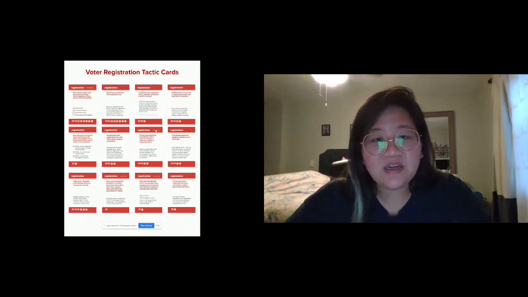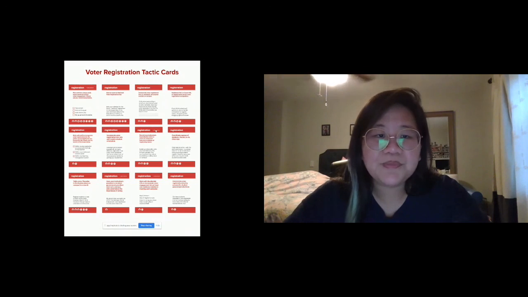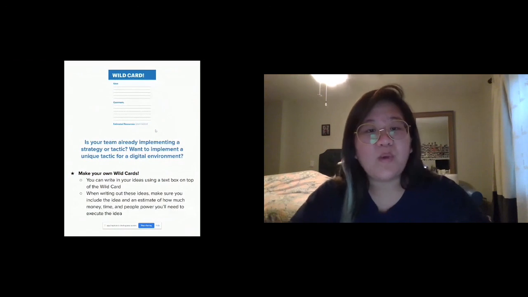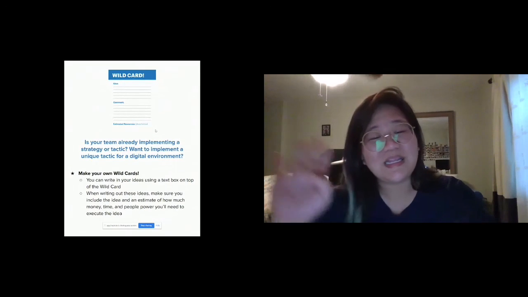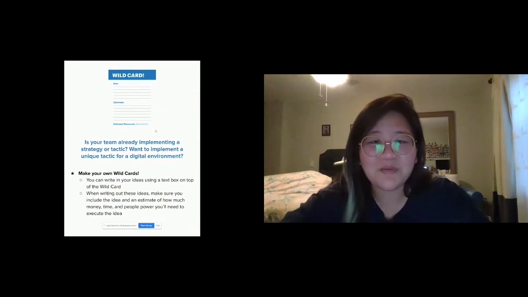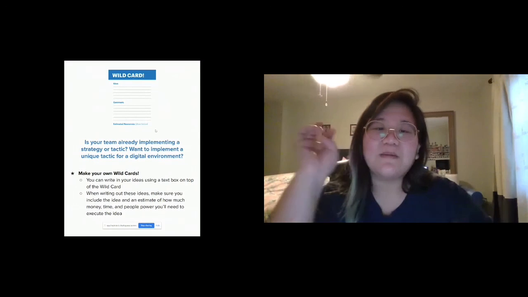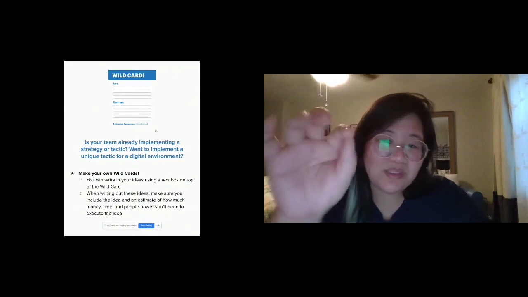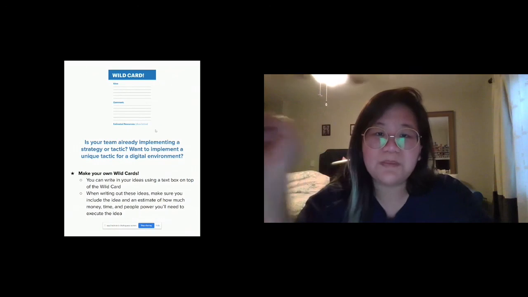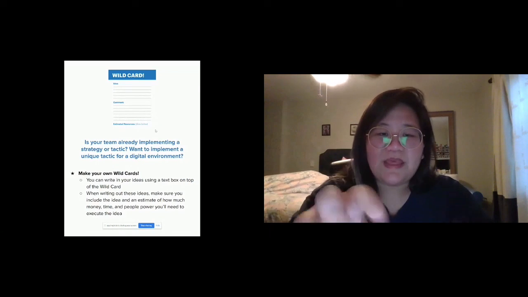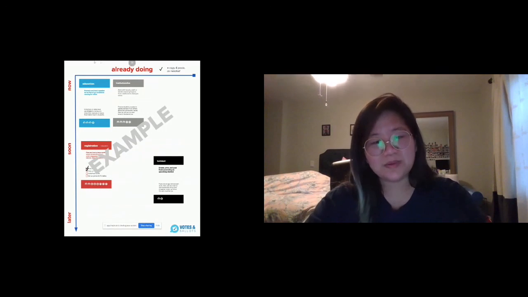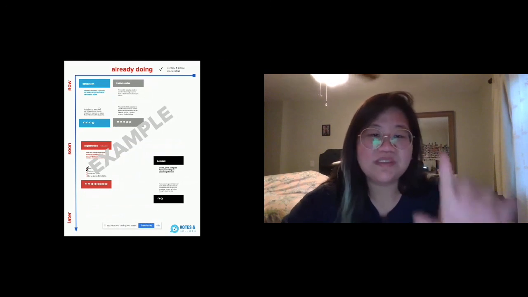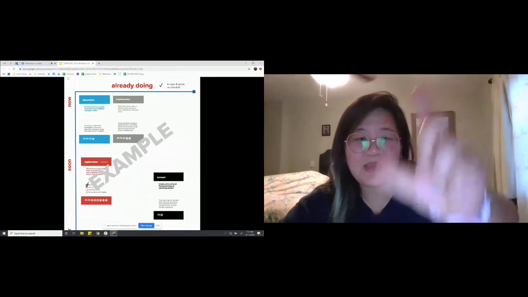So if you can see here are what the tactic cards look like. And then you also have a wild card. So if you're like, forget this, I have a better idea than any of these cards, which is honestly completely valid. We need to update some of these cards. It's your opportunity to write directly onto a wild card, which you can copy and paste onto the poster, and then type it in. So this is what the posters can look like. You will take the cards on the previous slides and then paste them onto here.